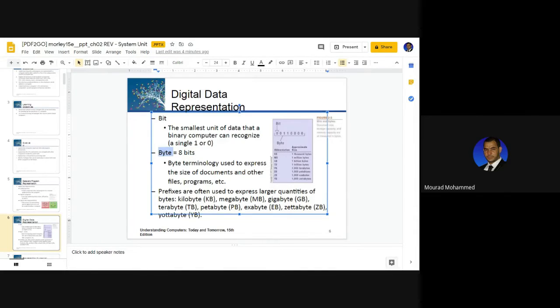1000 bytes is 1 kilobyte. See the unit here. Actually, this is in an abstract way. Technically, it's 1024. It's 2 power 10. The result is 1024. 1024 is 1 kilobyte.